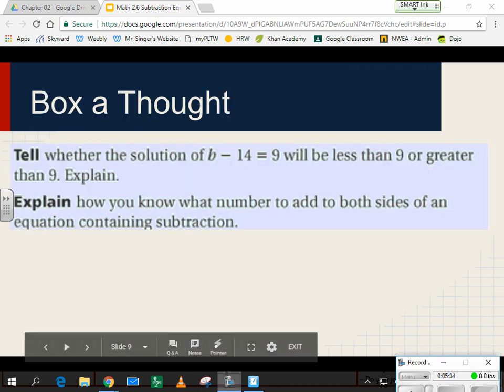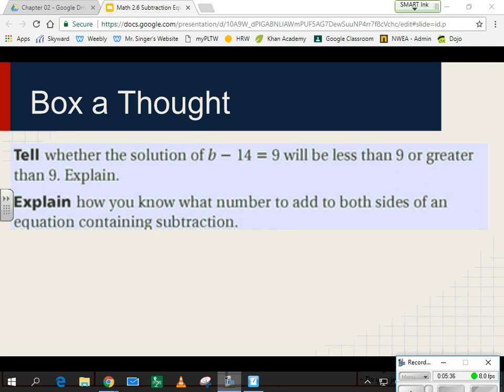Okay, for this one, tell me whether the solution of b minus 14 equals 9 is going to be less than 9 or greater than 9. So you've got to be able to figure out, looking at subtracting, will b have to be a bigger or smaller number than 9? And then explain how you know the number to add to both sides of an equation containing a subtraction. How do you know which number it is that's got to go to both sides?